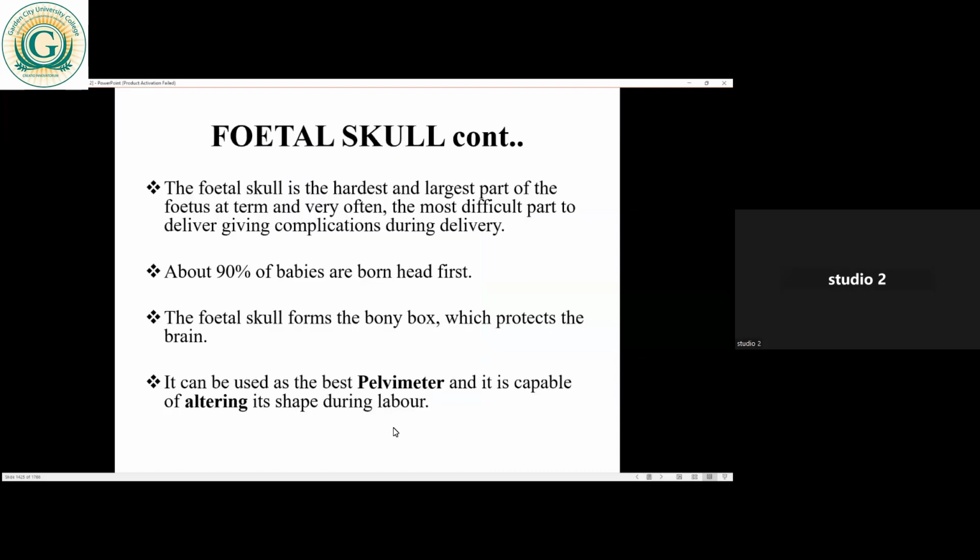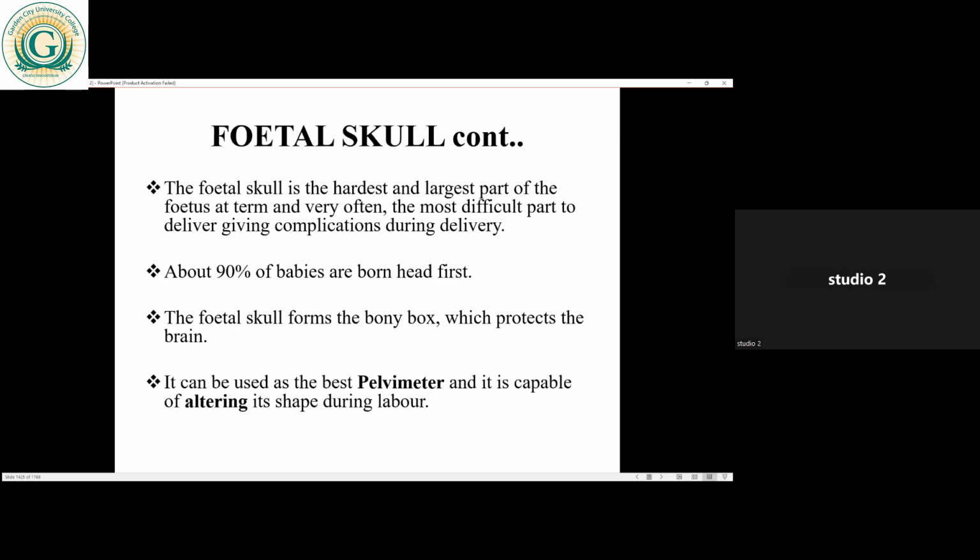Fetal skull. This is the hardest and the largest part of the fetus at term when the baby is going to be born. The head is the biggest, the largest, the most difficult part to deliver. Sometimes when the fetus is coming with its buttocks, it is the head that blocks, and then they rush the woman to the hospital. The head is big, so if it's not helped, its coming is very, very difficult. But 90% of babies are born head first. That's why we have to learn the head.